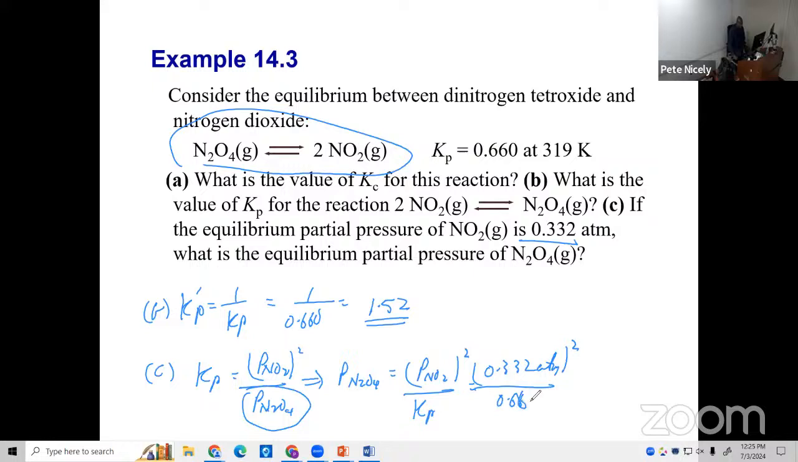All right, 0.660. So let's see what that gives. 0.332 squared divided by 0.660. According to my calculations, this works out to be equal to 0.503 atmospheres. That's basically how that is done. All right? Any questions about this example?